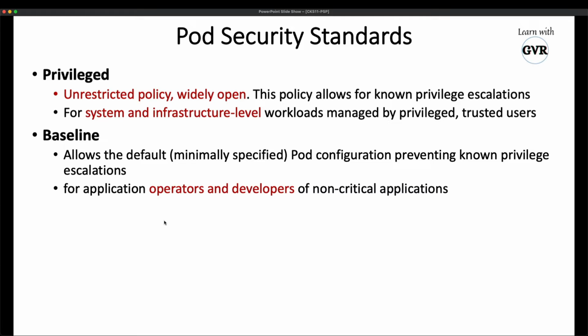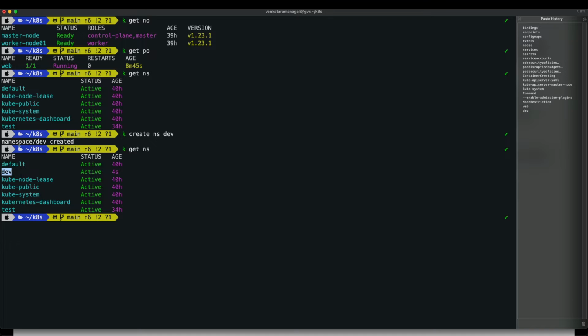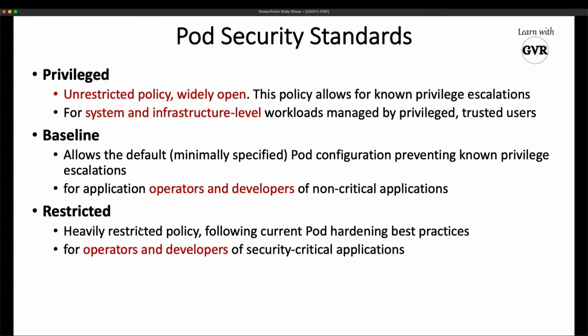Then the third one is restricted. If you want a pod to be highly restricted, it doesn't have much access, only very little access. Say in my production there is a pod running which is payment related, or maybe some critical operation, maybe blockchain or any critical operation. Then you can restrict everything and only enable whatever you want. How is it possible? By using a pod security policy.